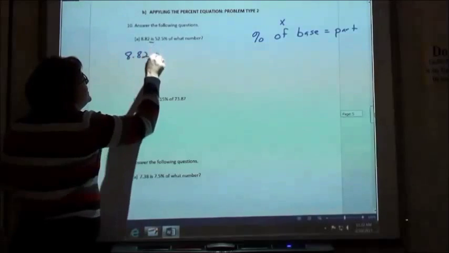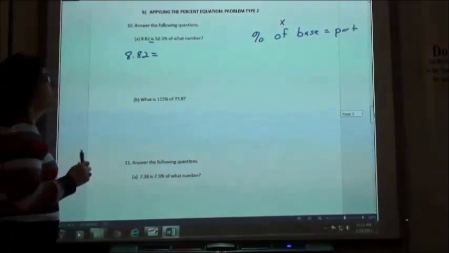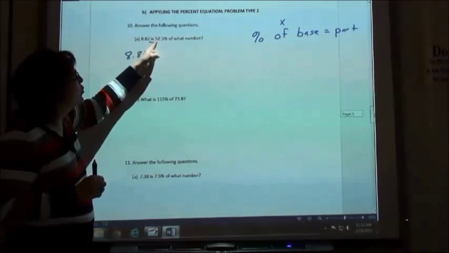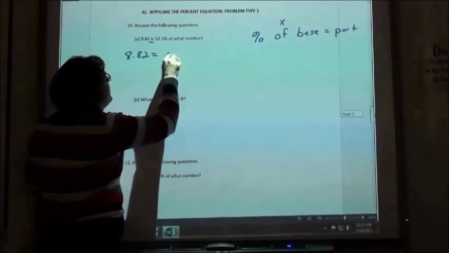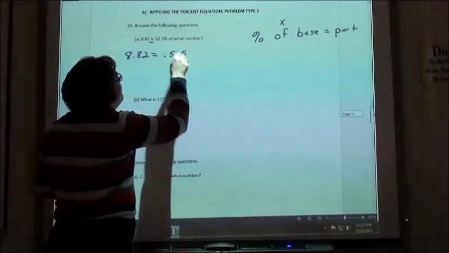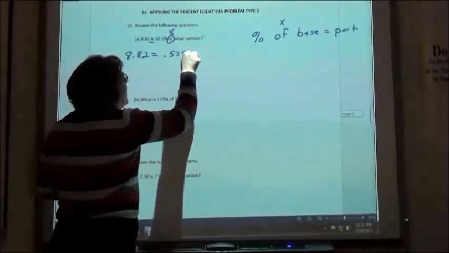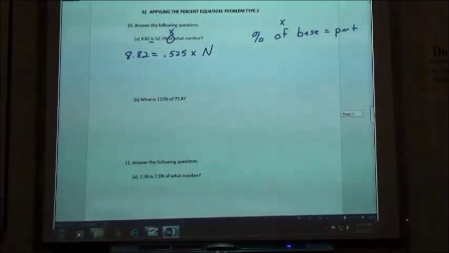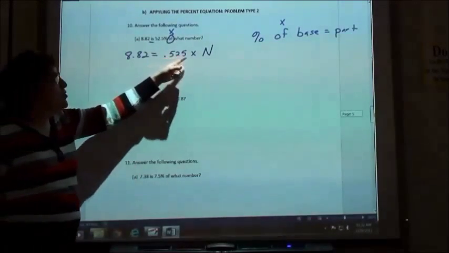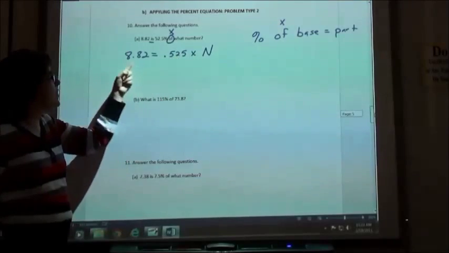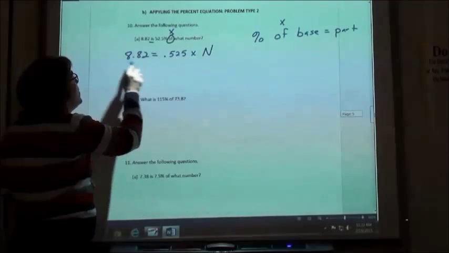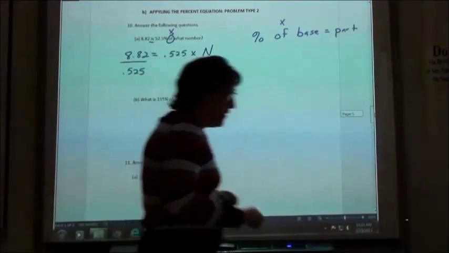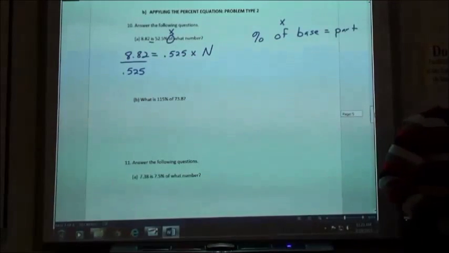8.82 equals 52.5%. As a decimal, we move our decimal back 2 places, so 0.525 of, which means times, what number? I'm going to use n for what number. In order to solve this for n, I've got to move this to the other side. Since this is multiplying, I have to divide by my 0.525. I'm going to just do that on the calculator.